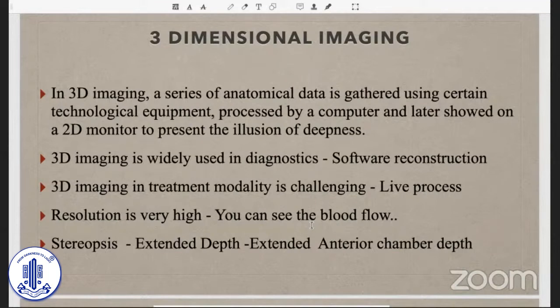3D imaging is widely used in diagnostics like software reconstruction, and as a treatment modality it is challenging in live procedures, and the resolution advantage is very high. You can see even the blood flowing in the conjunctival vessels, and with stereopsis there is an extended depth of the anterior chamber where the play can be increased. Next slide.